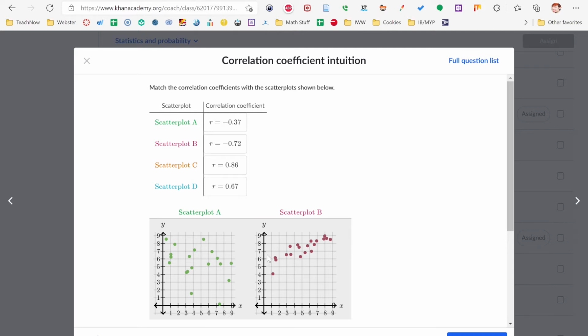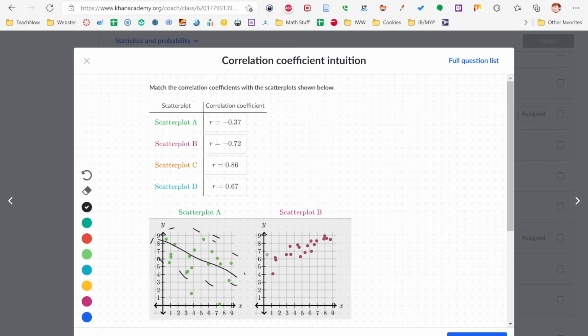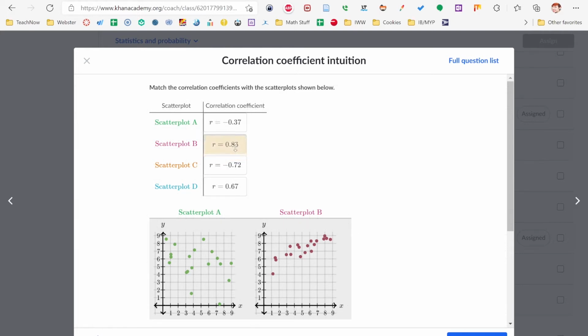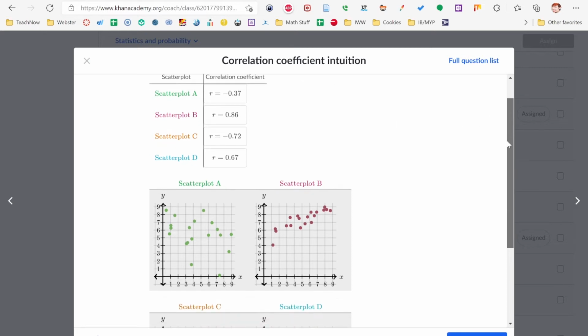Looking at scatterplot B, they are making a much tighter cloud. All of the dots are in this cloud. It's clearly going uphill. So I expect that to be a number close to positive 1. And I look at all these possible values in my list, and I see the highest number is 0.86. So I'm going to drag that up there so that scatterplot B has 0.86.